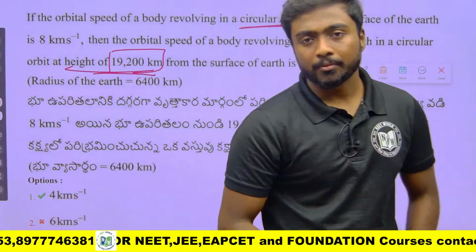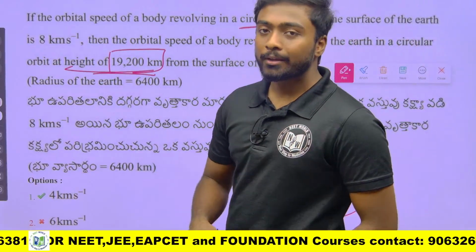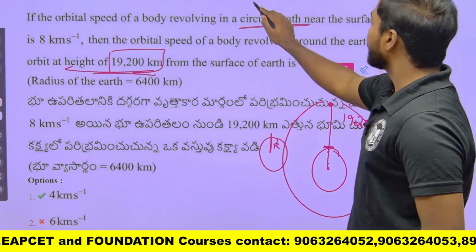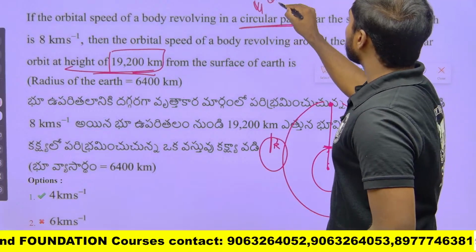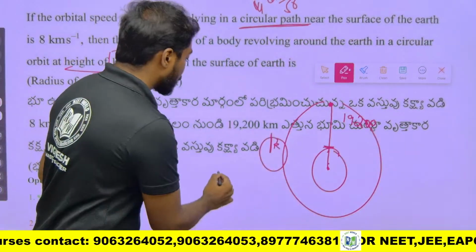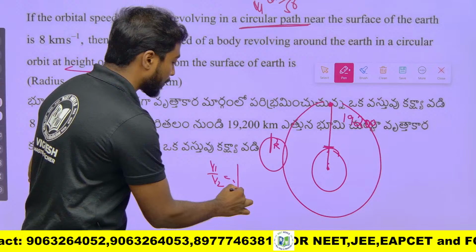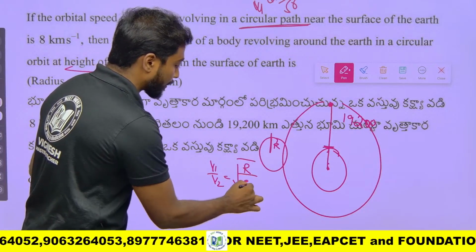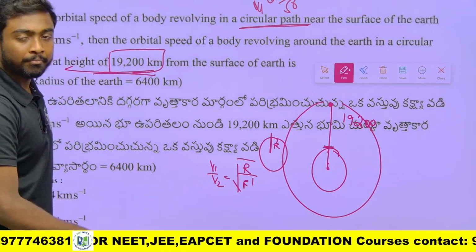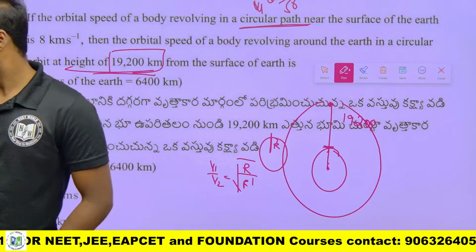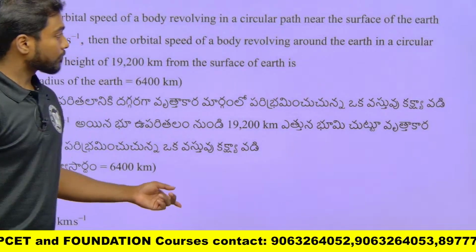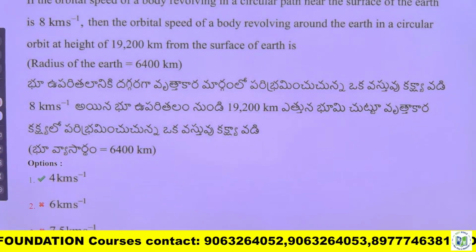And we know the relation. Velocity is inversely proportional to root of the radius, right? So V is inversely proportional to root R. So V1 by V2 is equal to under root of R by R dash, where R is for V1 and R dash is for V2, right? I can easily find it now. You can give the answer in the comment boxes, we'll see.